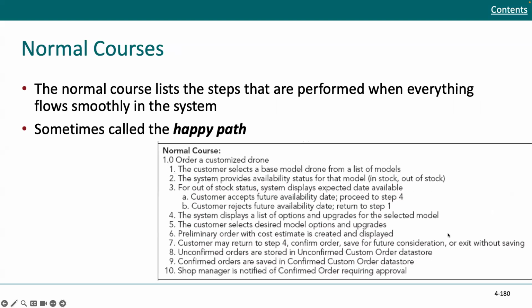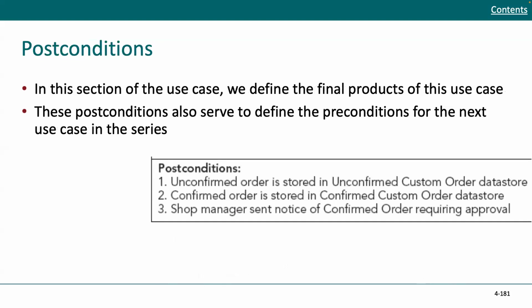So with that, we can actually do what's in the normal course of activities for this use case. The normal course lists the steps that are performed when everything flows smoothly in the systems. And sometimes it's called the happy path. We'll get into, there could be other paths that we need to be thinking about. And here we have 10 steps. I won't read this, but basically it's ordering a customized drone is what we're trying to be doing with this use case and capture that.